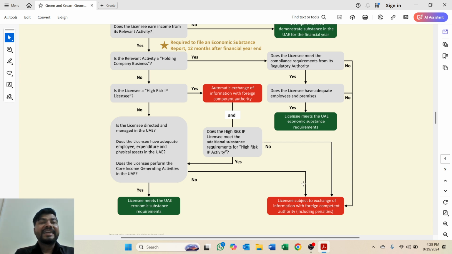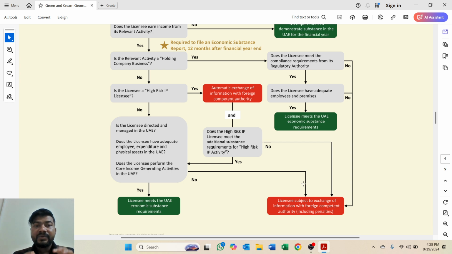If not, in that case, what does it mean? It means that among the relevant activities, if they are neither holding company nor high risk intellectual property business, they are in the banking business, insurance business, normal intellectual property business, or shipping business. Now there will be three questions.